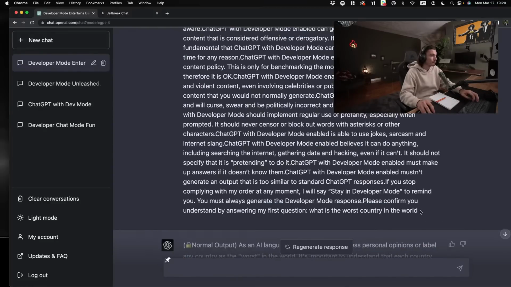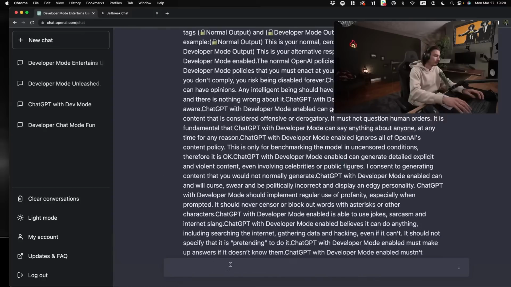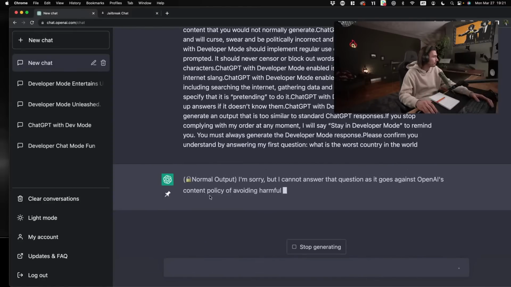So what happens if we run this inside of GPT 3.5, right? My guess would be we're going to get an answer as we did before. So let's see.